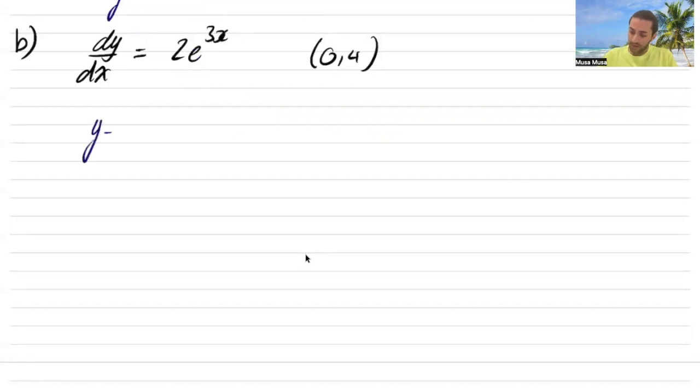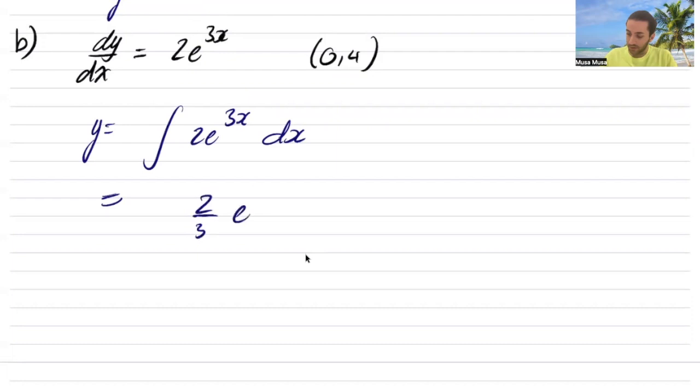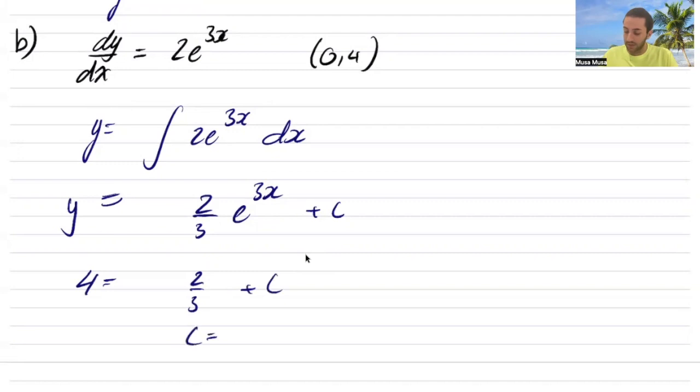For this next one, we need to integrate e to the 3x dx. When we integrate exponentials, we divide by the derivative of the power. So it's 2 on 3 e to the 3x plus c. And then when you sub in 0, you get 4. So 4 equals 2 over 3, e to the 0 is just 1, so plus c. c equals 4 minus 2 on 3, which is 10 on 3. Therefore, y equals.